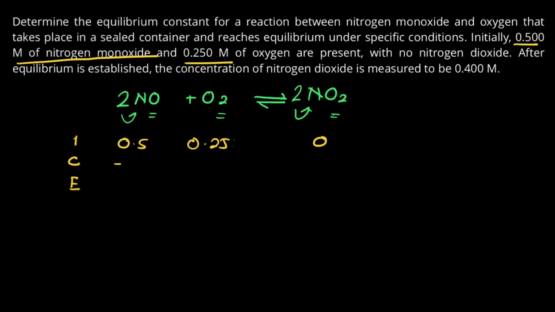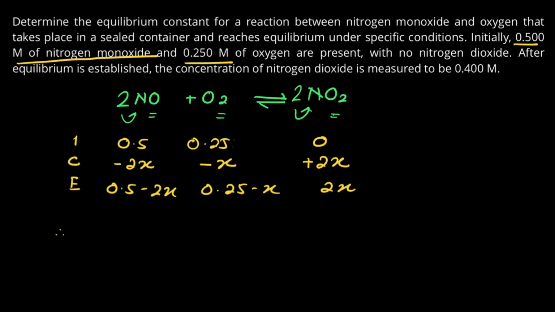Same goes for the change. This one will be negative 2x, this one will be negative x, and this one will be positive 2x. So at equilibrium, it's going to be 0.5 minus 2x, 0.25 minus x, and 2x.